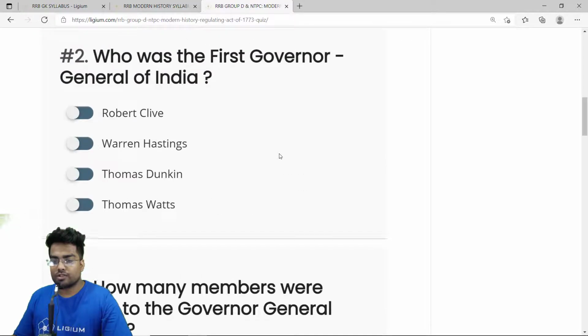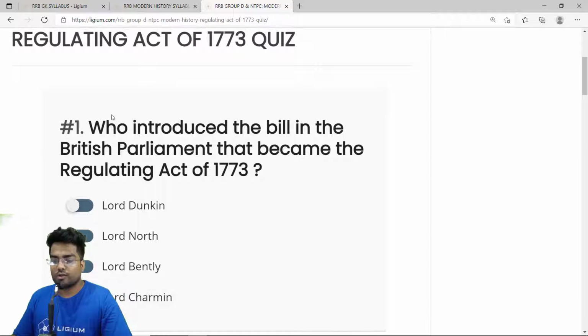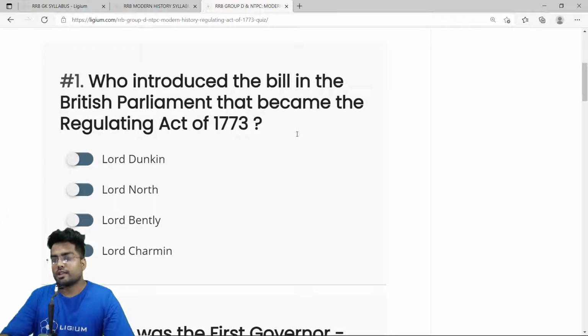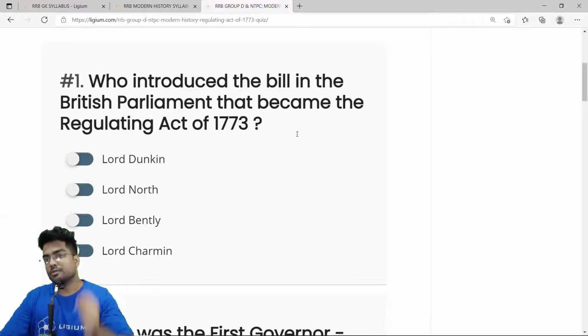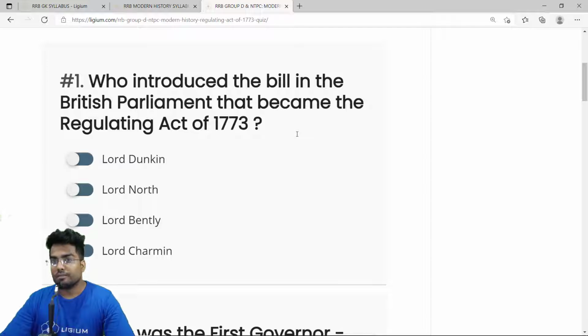Okay, so we have the first question. Who introduced the bill in the British Parliament that became the Regulating Act of 1773? So it was actually Lord North, who was also the British Prime Minister, who introduced this bill. One of the reasons that Lord North had to present this bill to the Parliament was because the British East India Company was facing huge financial losses. It was corrupt and it was creating many problems for the British government.